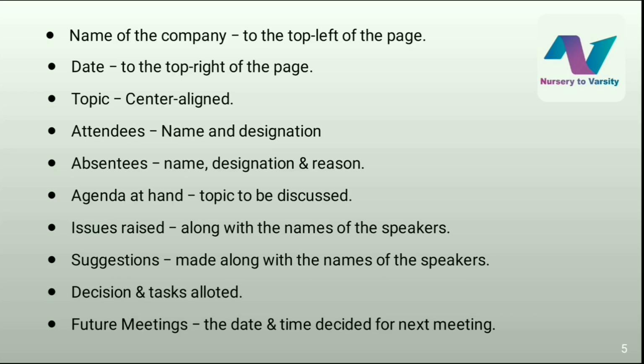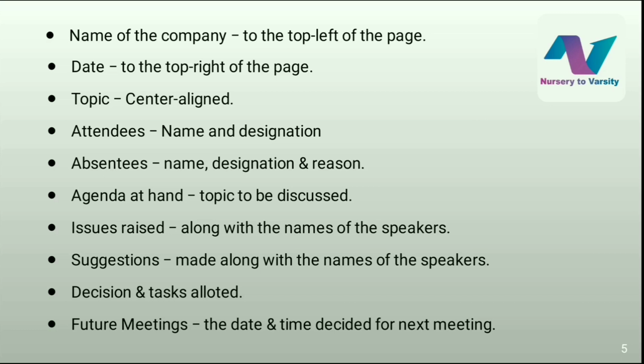Now let's see the last things to write in MOM: decisions and tasks allotted. A decision is a one-line thing. This decision takes place after the suggestions. When we discuss suggestions, there is a particular decision. And at last you have to write the tasks allotted in a table: name, task allotted.